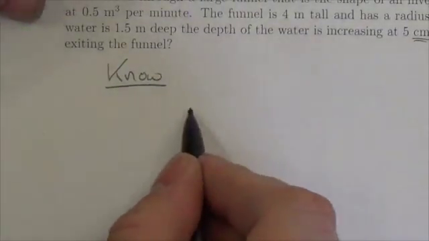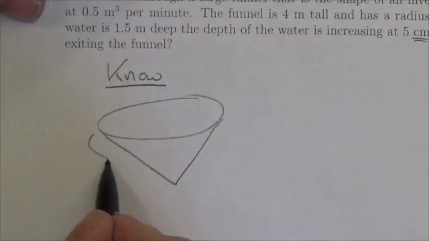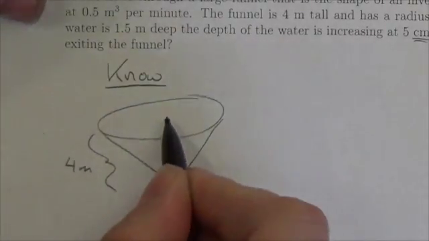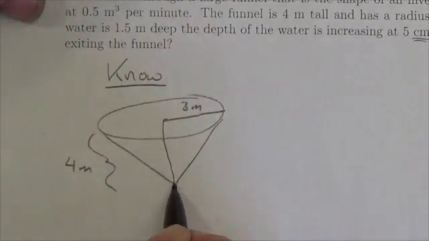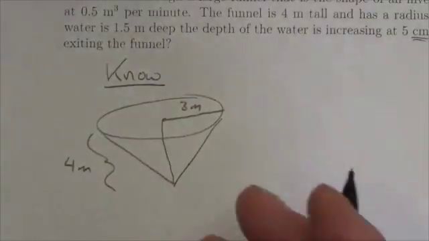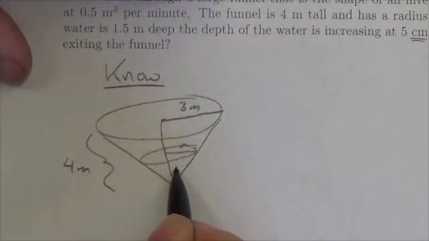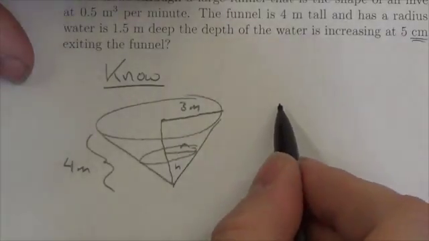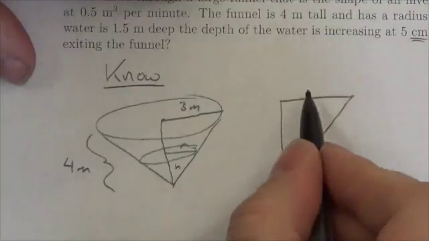Well, we know that we're talking about a funnel that's 4 meters tall, and the radius here is 3 meters. Now, that's just for the funnel though. We're interested in the volume of water that's inside there, and so the water is going to go up here. There's going to be its radius, here's its height. It's a little bit hard to see, so let's just take a look at the important information.